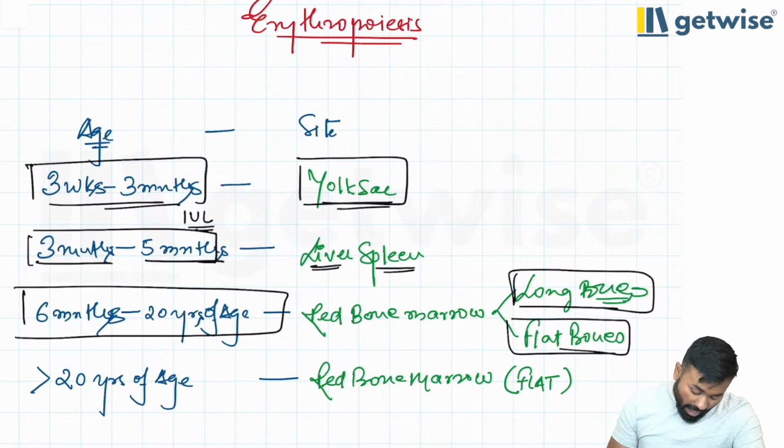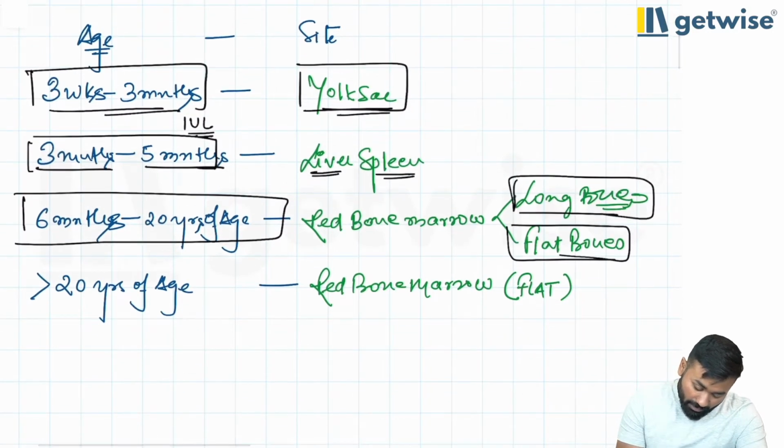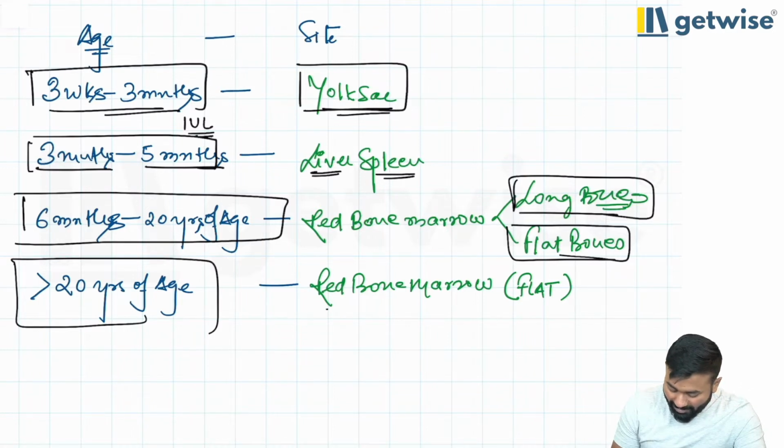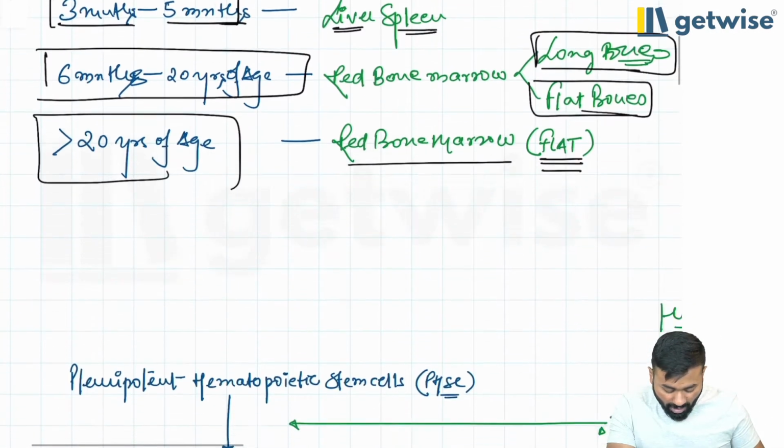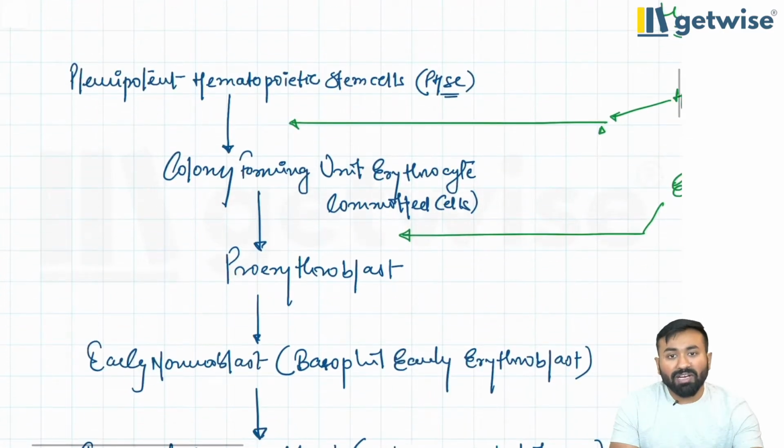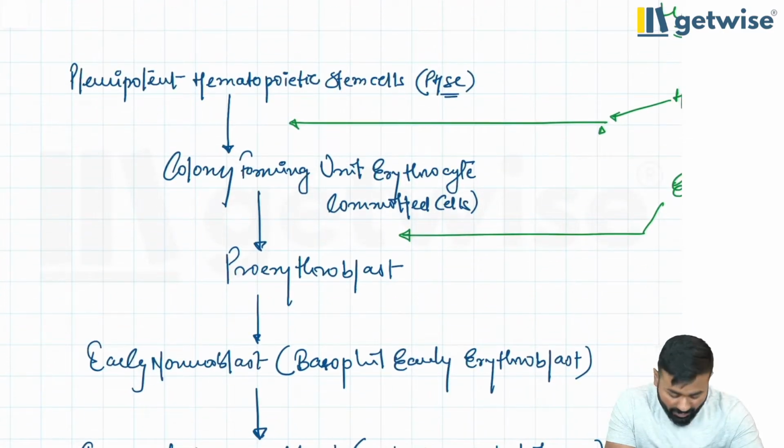After 20 years of age, erythropoiesis is happening only in the red bone marrow of flat bones. So these are the sites for erythropoiesis. After it, we have to see the various stages in the development of RBC.